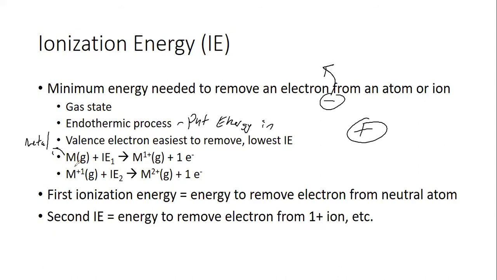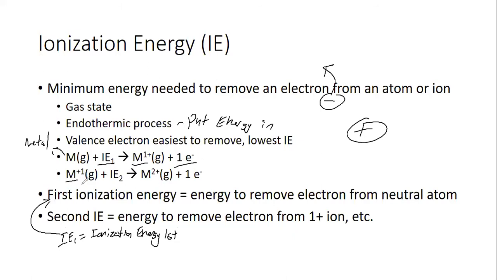So to remove an electron from the metal, I have to put in enough energy. IE1 stands for ionization energy 1, or the first ionization energy. That is how much energy it takes to remove your first electron. So when I put in that energy, I get a positively charged metal and 1 electron. And you can keep doing this until you run out of electrons, right?